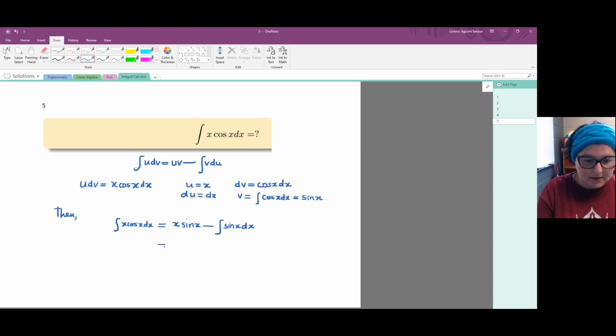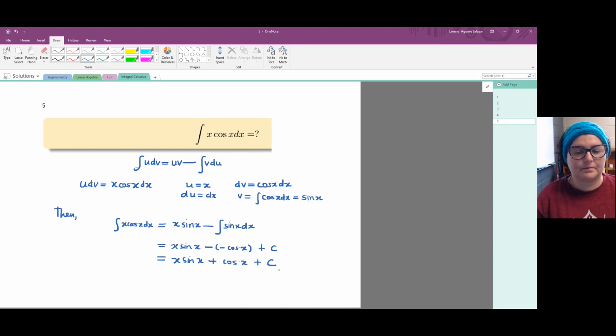So we get x sine of x minus the integral of sine of x, and the integral of sine of x is negative cosine of x plus some constant that we can always add to the very end of the expression. So we're getting x sine of x plus cosine of x plus a constant c.